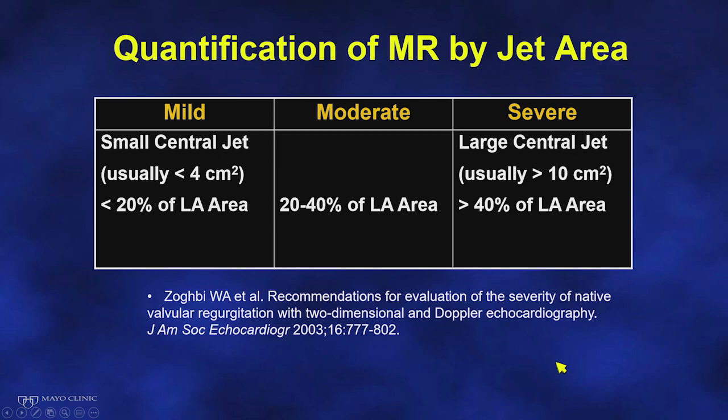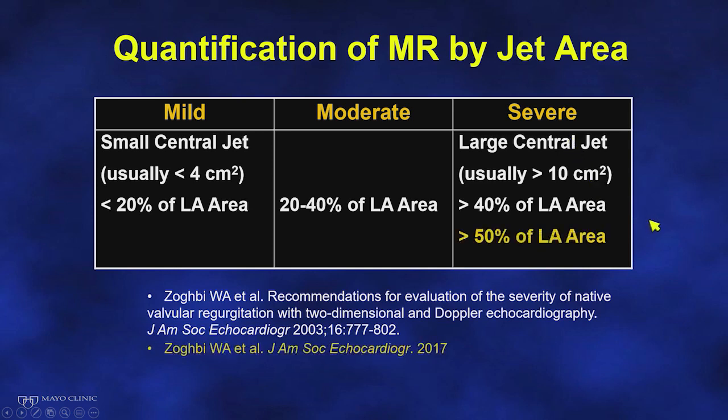And the American Society guidelines have definitions for mild, less than 20% of the left atrial area; moderate, 20 to 40% of the left atrial area; and in the past, greater than 40% of the left atrial area was severe. Now that's been revised by the valve guidelines of the Journal of the American Society of Echo and Dr. Zoghbi, and now 50% of the left atrial area is the definition of severe.